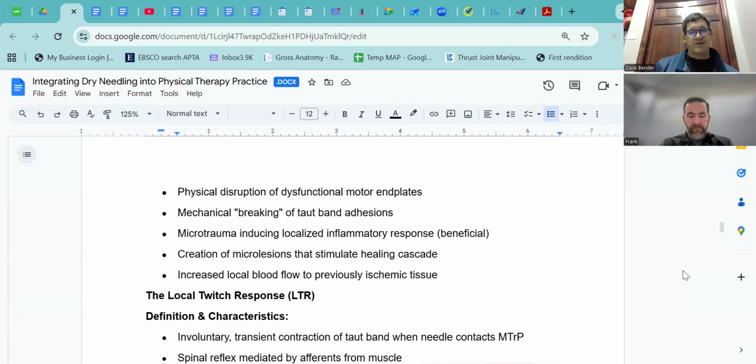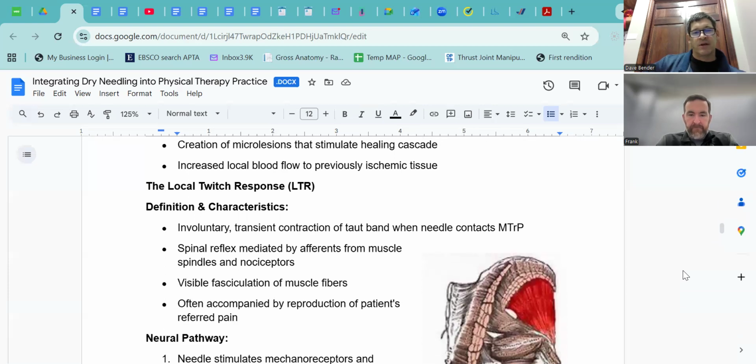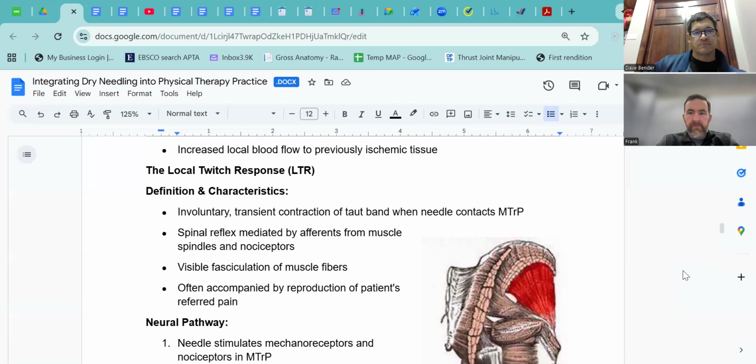Creation of micro lesions to stimulate the healing cascade. That's the idea of creating micro trauma, increasing fibroblast growth factors, basically stimulating a local tissue response for healing. And again, the increased local blood flow to previously ischemic tissue is another big one. There have been plenty of studies showing the increase in local blood flow that occurs after dry needling, with heat maps and other ways of looking at blood flow into that region.